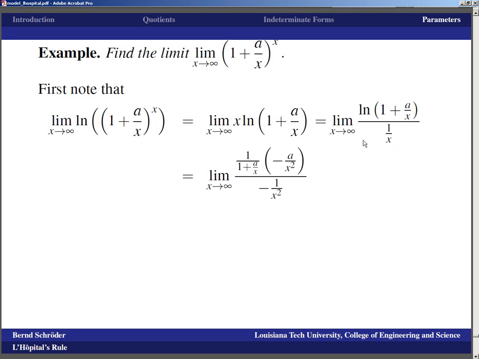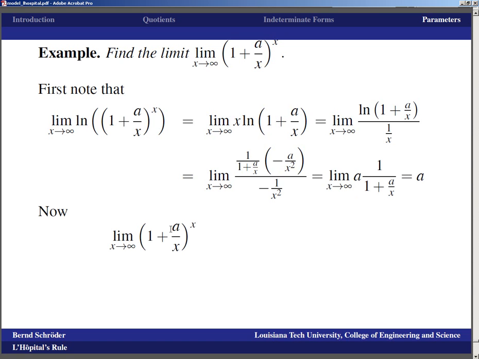But here now we take derivatives. The derivative of the logarithm is 1 over whatever is inside, which is 1 over 1 plus a over x, and then times the derivative of the inside. The derivative of 1 is 0. The derivative of a over x is negative a over x squared. The derivative of 1 over x is negative 1 over x squared. You can see here the negative 1 over x squareds actually cancel. And so this is the limit as x goes to infinity of a, which is what remains in the numerator, over 1 plus a over x. As x goes to infinity, that goes to a.